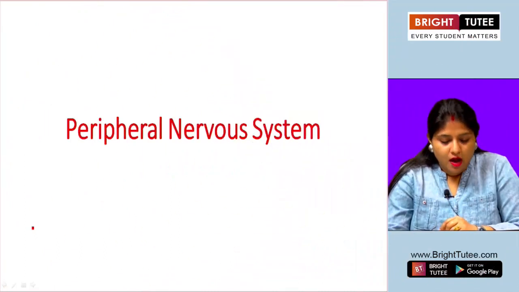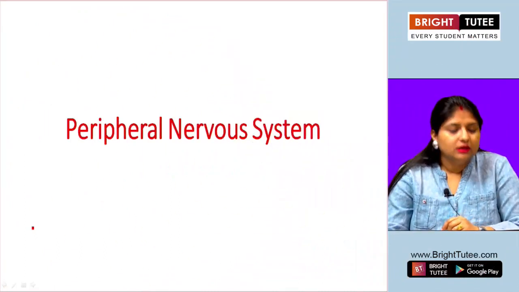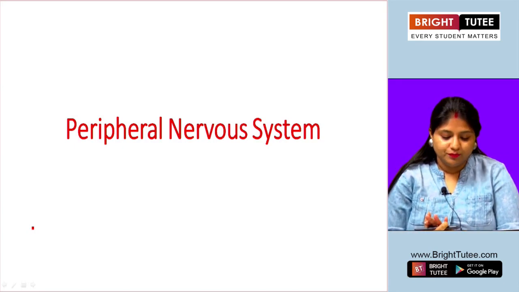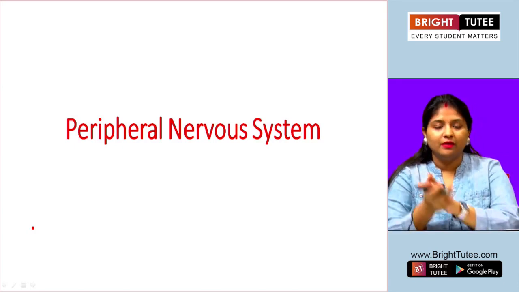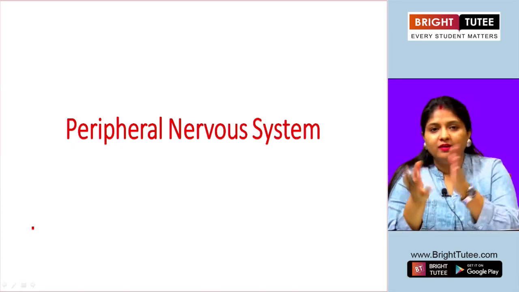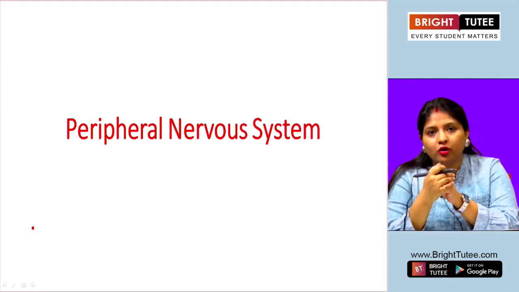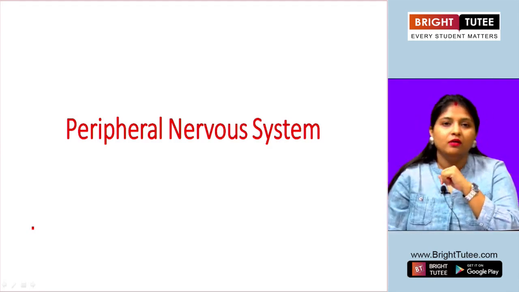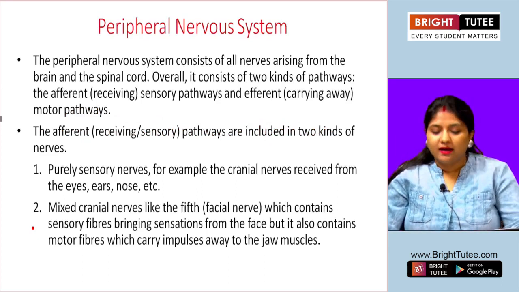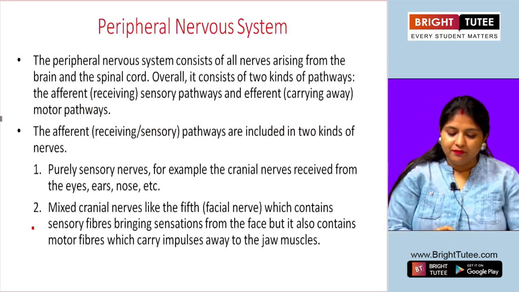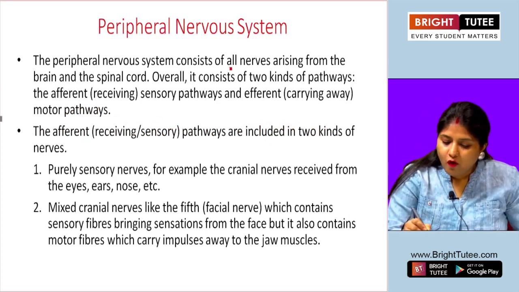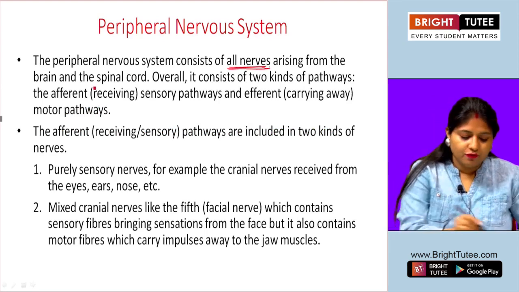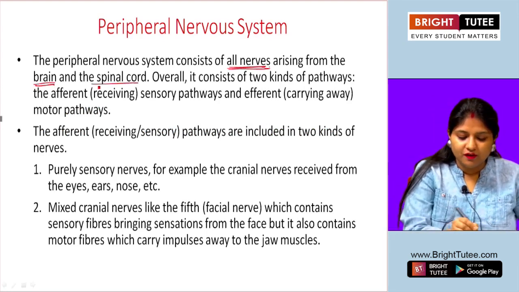Hi students, now we are going to start with the other part of the nervous system. First was the CNS that we talked about, that is the brain and the spinal cord. Now we are going to talk about PNS, that is the peripheral nervous system. So what exactly is the peripheral nervous system? Peripheral nervous system consists of all the nerves arising from brain and the spinal cord.